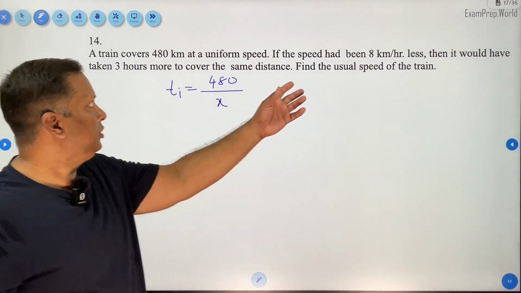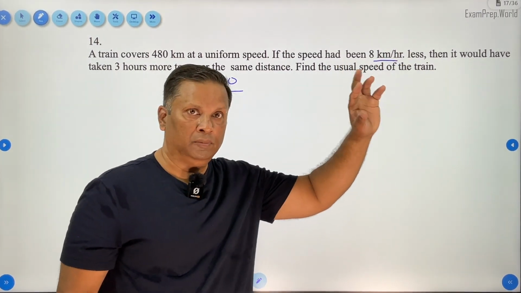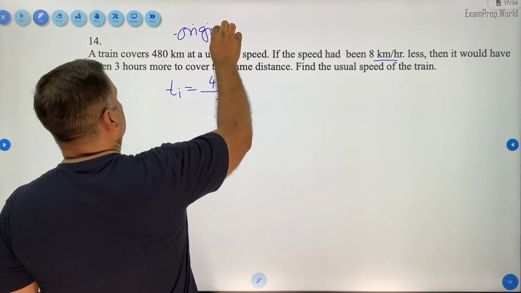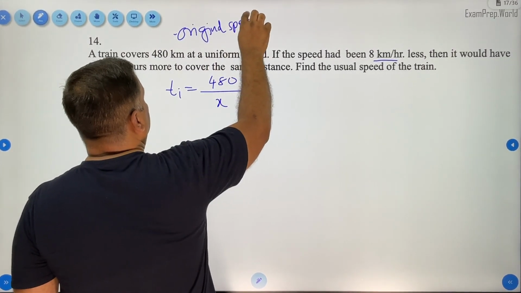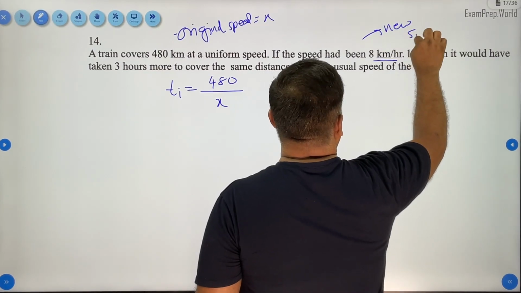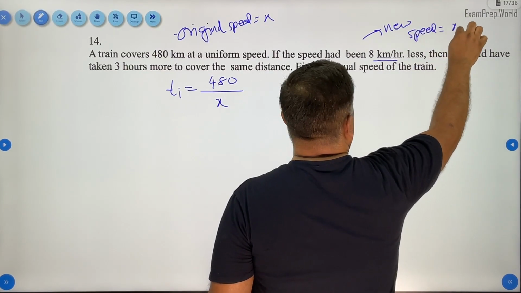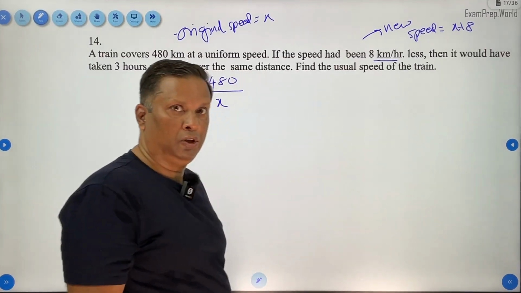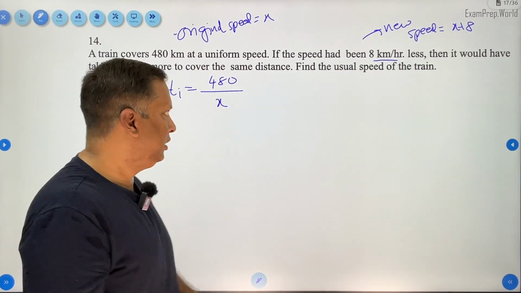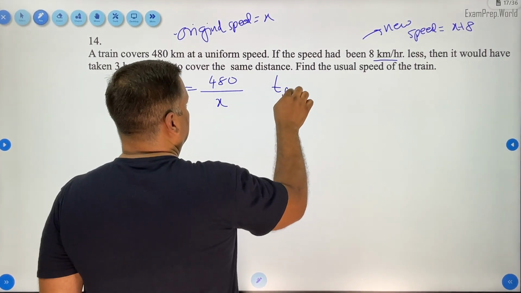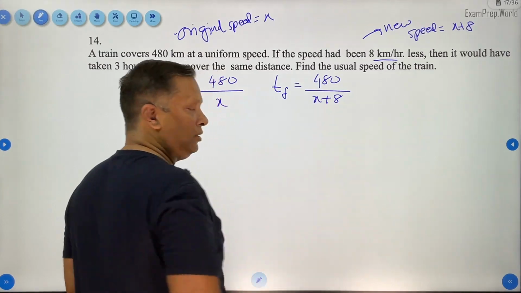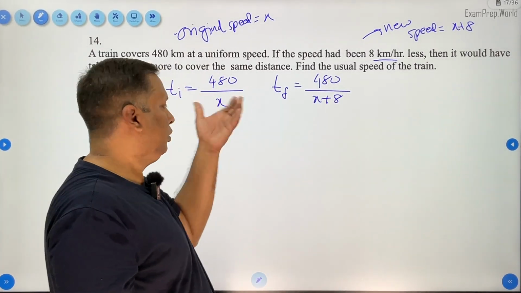Now the train increases its speed by 8 km per hour. So original speed was x. Now what is the new speed? New speed is equal to x plus 8. They have increased it. So how much time will it take, more time or less time? You are going faster, so obviously it will take less time, right? So T final will be 480 divided by x plus 8. Now this is my final time. It is less than the original time.